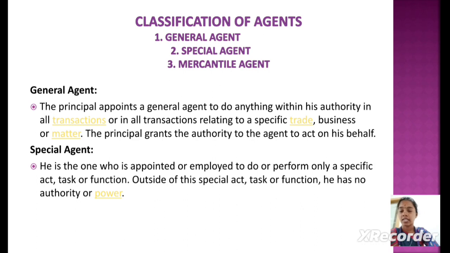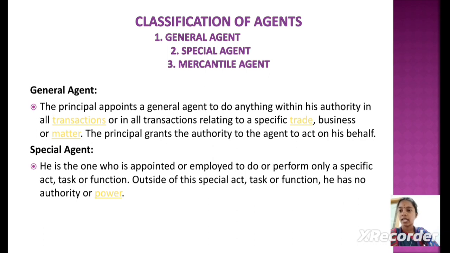Classifications of agents: general agent, special agent and mercantile agent. General agent: the principal appoints a general agent to do anything within his authority in all transactions, or in all transactions relating to a specific trade, business or matter. The principal grants the authority to the agent to act on his behalf.